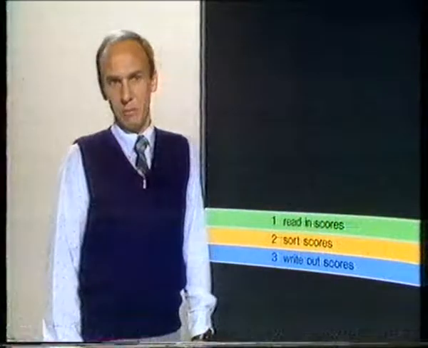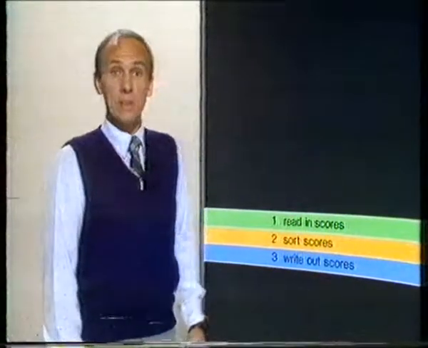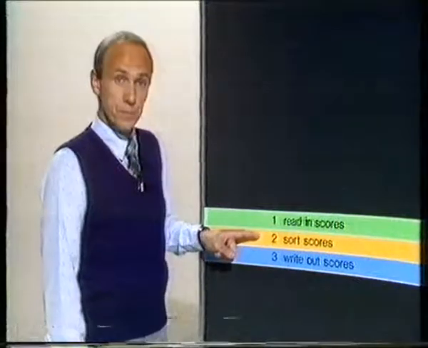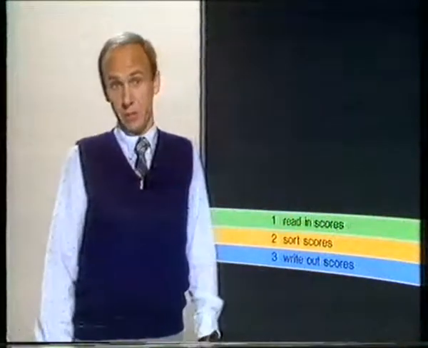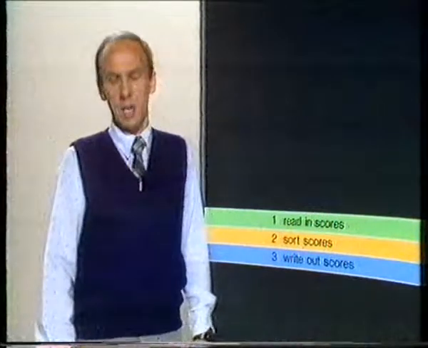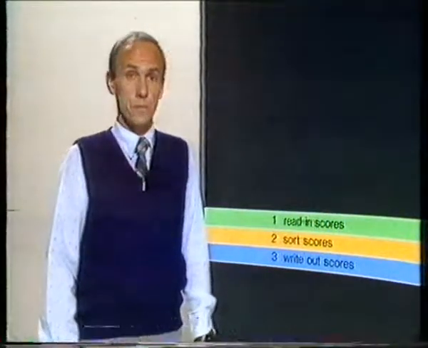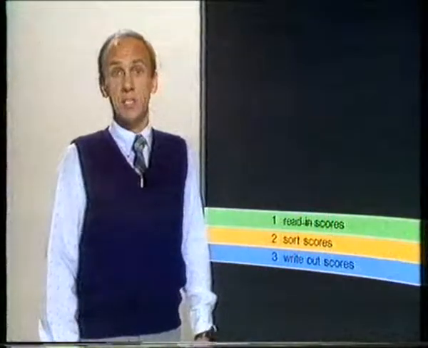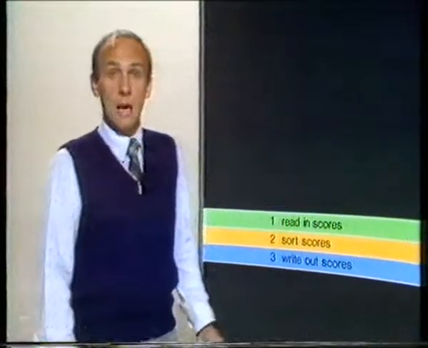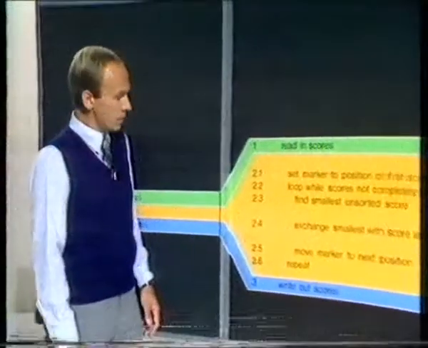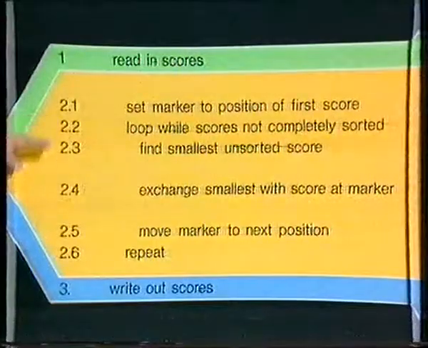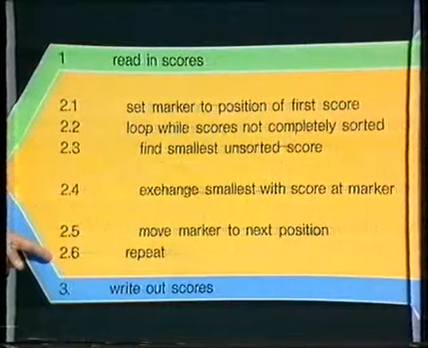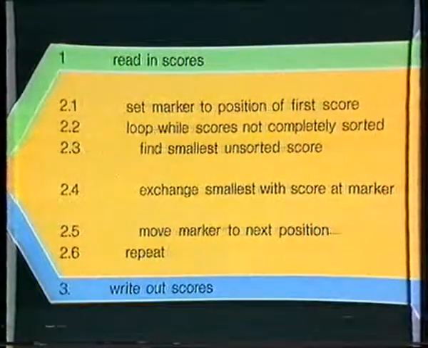And now that we've decided how we're going to sort the scores, we can apply top-down design to turn the idea into a program. Here's our top-level design. What we want to do is refine the middle step, sort the scores. Our sorting technique is repetitive. We do the same sequence of operations time after time, once for each score. So the essential feature of this technique is that it contains a loop. And that's what we specified in the refinement. These two steps, 2.2 and 2.6, mean that all the steps between them are repeated several times.